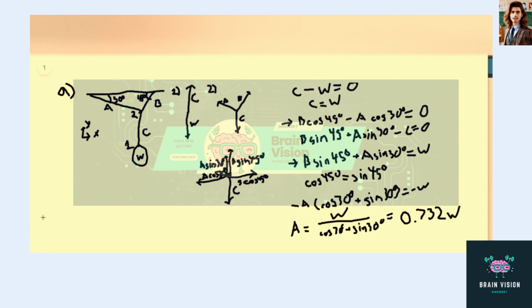Now let's move over here to solve for B. So from this equation, we can get B in terms of A. So it will just be A times the cosine of 30 degrees over the cosine of 45 degrees.